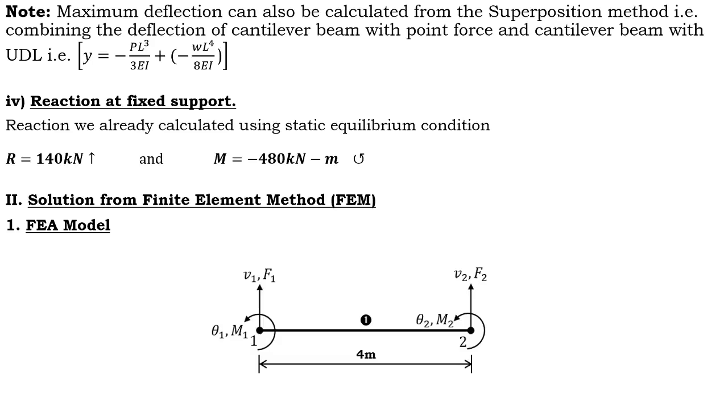First, I need to make the FEM model. So let us consider only one element of 4 meter length, and at node number 1 I have a vertical displacement v1 and applied force f1, and similarly at node number 2 vertical displacement is v2 and applied force is f2. Similarly at node number 1 I have a slope theta1 and applied moment is m1. Similarly at node number 2 I have a slope theta2 and applied moment is m2. So this is the FEM model.